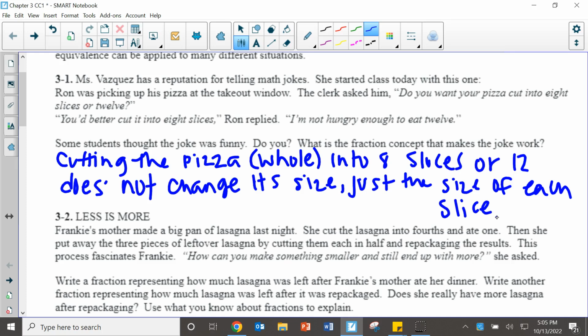It says cutting the pizza, or like our whole, into 8 slices or 12 does not change the size of the pizza. So I'll make that pizza. Okay, it just changes the size of each slice. So if I go to Papa John's and I get a medium pizza and I say, oh, cut it into 12 pieces, not 8, I'm not getting any more pizza. Really, the size of my slices just got smaller because the more you cut something up, the smaller it gets.